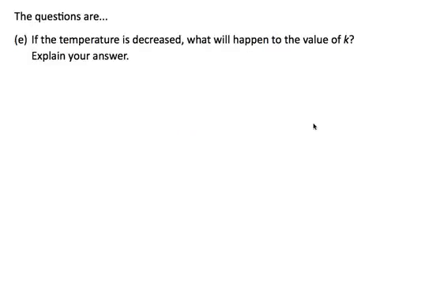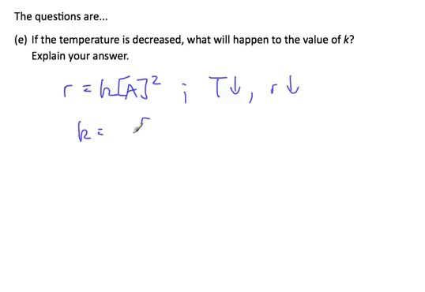Okay, so here's the next question. If the temperature is decreased, what will happen to the value of K? Explain your answer. Well, you sort of have to just work through your rate law, which you remember, R equals K A squared. But in the face of a temperature decrease, rate is also going to decrease. So let's isolate K. K equals R over A squared. Now we haven't done anything to the concentration of A. That is still the same.